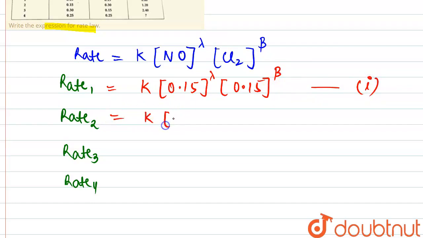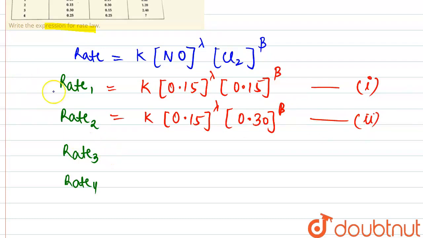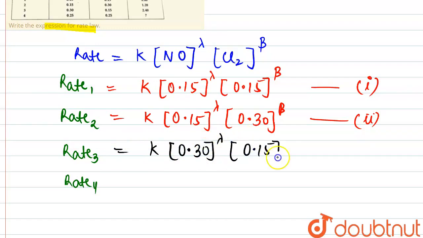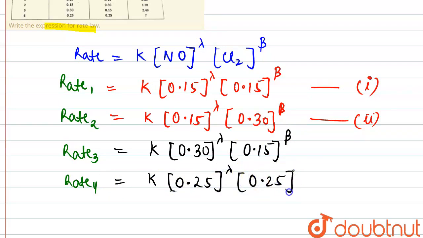Okay, similarly for another one: 0.15 raised to alpha, 0.30 raised to beta. This is the second one. And now talking about the third one, the rate expression for this: 0.30 raised to the power alpha, and 0.15 raised to the power beta. The rate expression for the fourth is 0.25 raised to the power alpha, 0.25 raised to the power beta. Let's say this is the third equation and this is the fourth one.